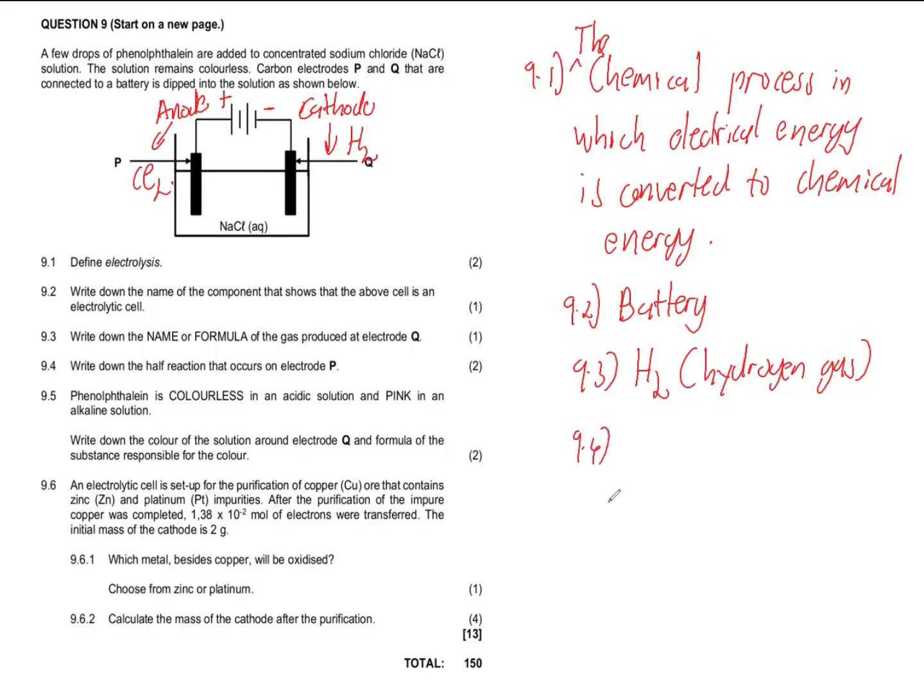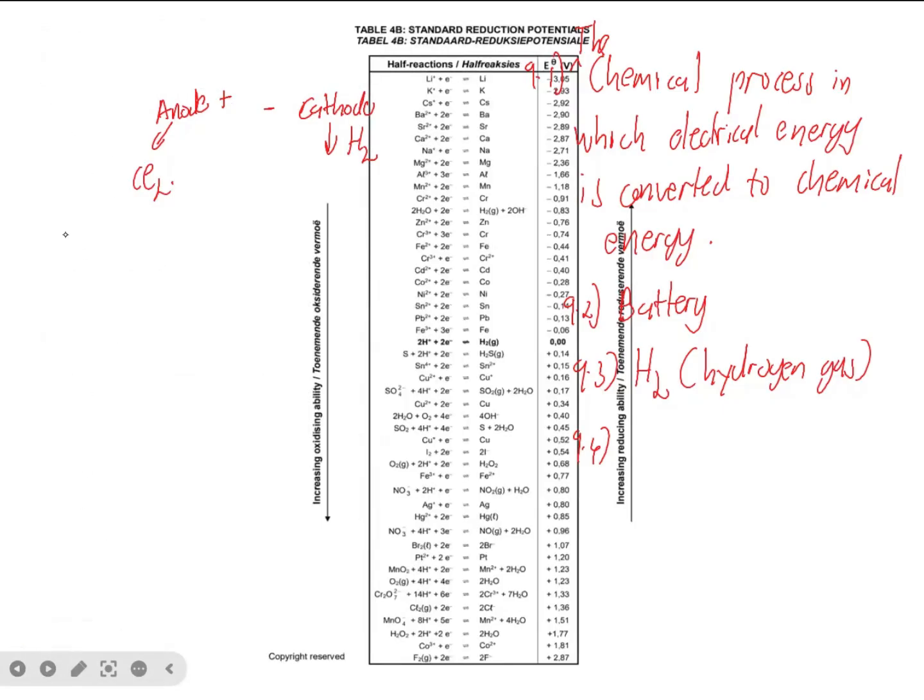9.4, write down the half reaction that occurs on electrode P, the anode, right? So remember, we have two reactions there. It's this one for chlorine. And then we also have another one for water, that has water and oxygen and all those things. Where is it?